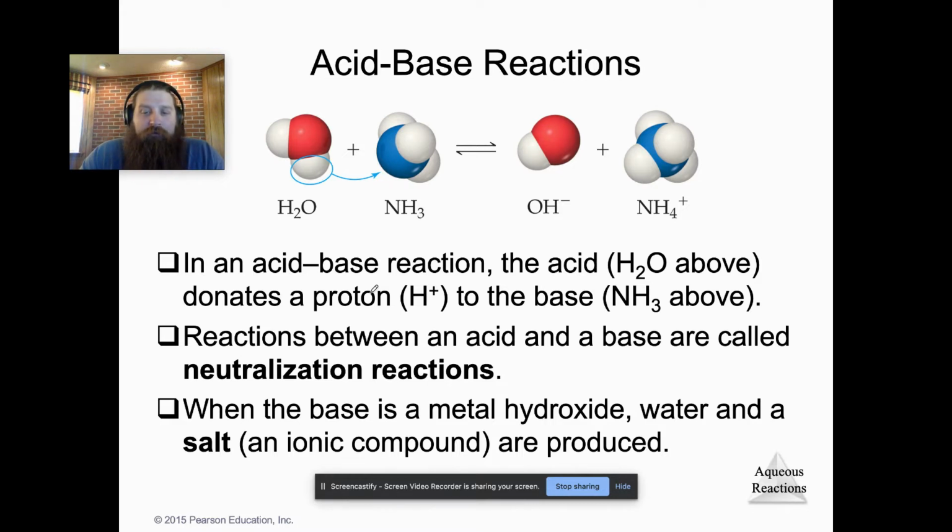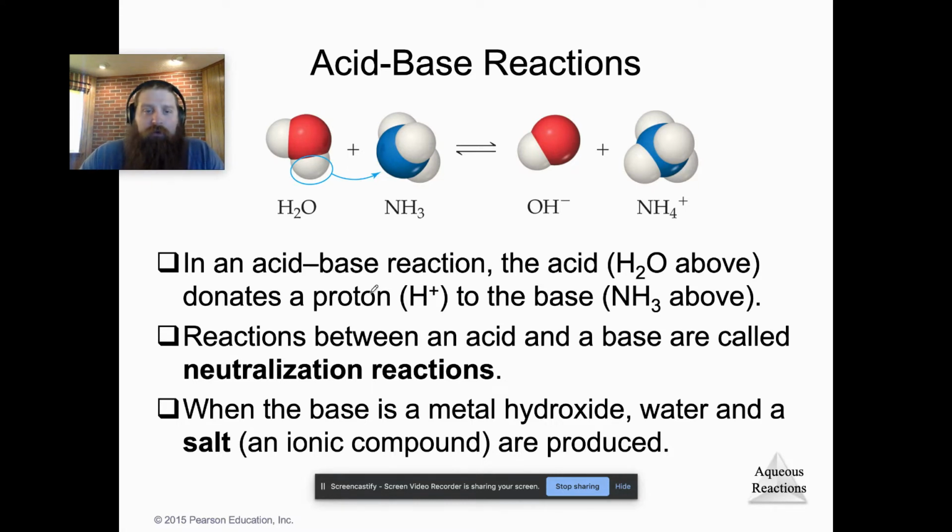If you have a metal hydroxide, so something like NaOH or CaOH2, something like that, then you're going to get a salt, right? That ionic compound, water, that kind of thing. That's not always the case. Those are Arrhenius acid-base neutralization reactions. Remember, as we get into AP, there is more than one kind of base. Well, there's also more than one kind of neutralization reaction.